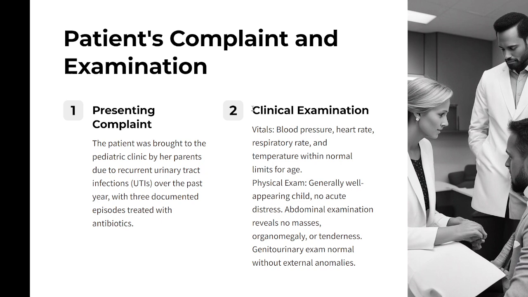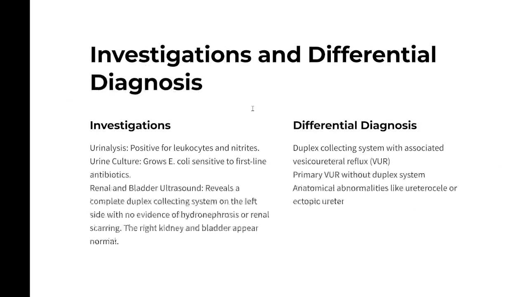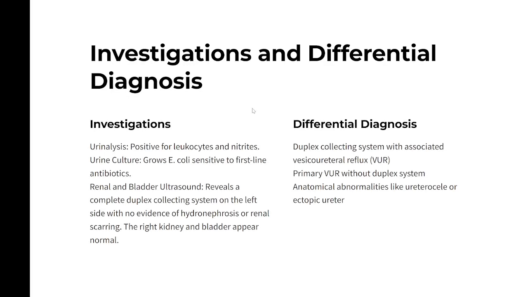Clinical examination: blood pressure, heart rate, respiratory rate, and temperature within normal limits for age. Physical exam: generally well-appearing child, no acute distress. Abdominal examination reveals no masses, organomegaly, or tenderness. Genitourinary exam normal without external anomalies. Investigations: urinalysis positive for leukocytes and nitrites. Urine culture grows E. coli sensitive to first-line antibiotics.